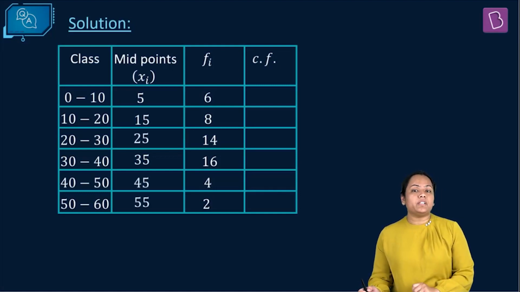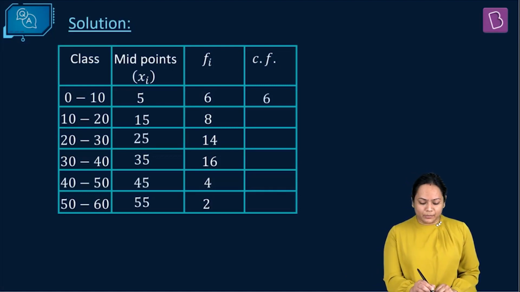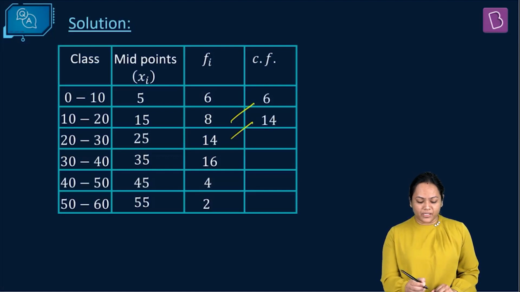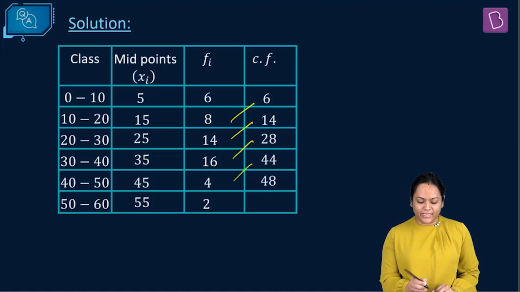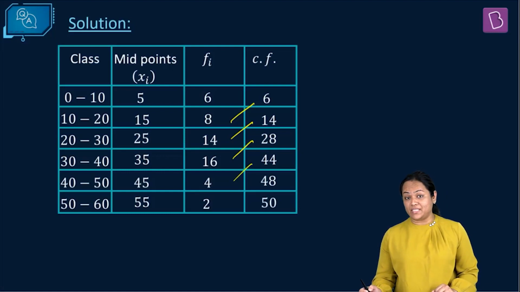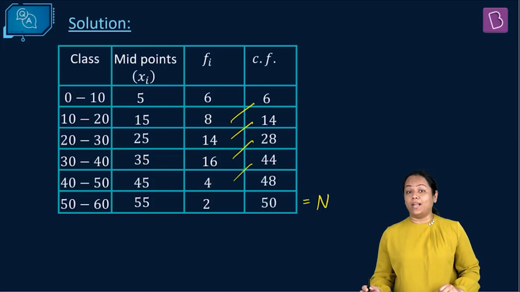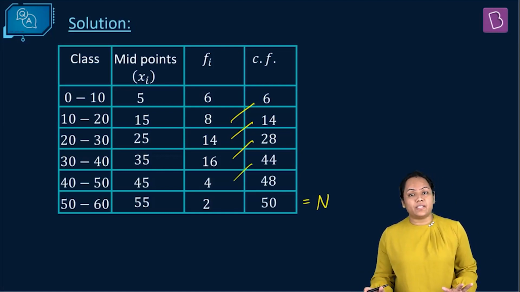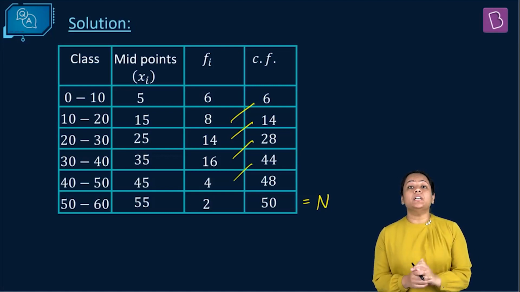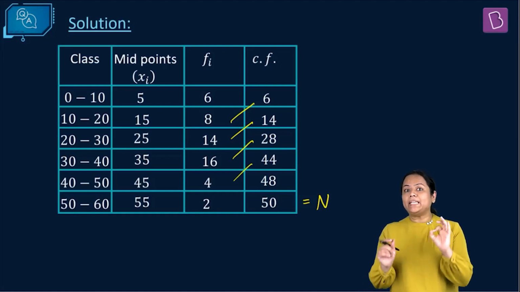And when we find the cumulative frequency, we'll just keep on adding with the previous one. So initially it's 6, then 6 plus 8 will be 14, then 14 plus 14 will be 28, then 28 plus 16, that is 44, 44 plus 4 is 48, and till the last we are getting 50. That means I can say that this is equal to my n value. What is n? Summation of fi, which is going to come out as 50. Clear? Perfect.